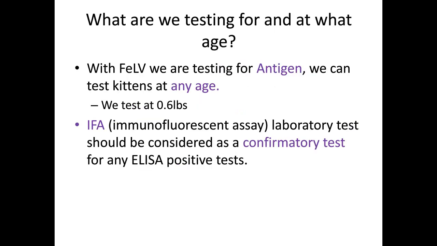So what are we testing for, and at what age? With FeLV, we're testing for the antigen, like we discussed, which is direct. And we can test kittens at any age. Here at Charleston Animal Society, we start testing when they are 0.6 pounds. If you do get a positive, there is a confirmatory test available. We personally do not use this test, but we give a handout to adopters to let them know that they can follow up with a regular veterinarian and that this is a confirmatory test that is available. So the IFA is a confirmatory test.